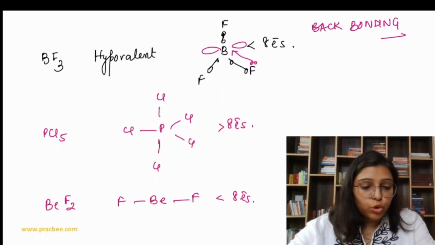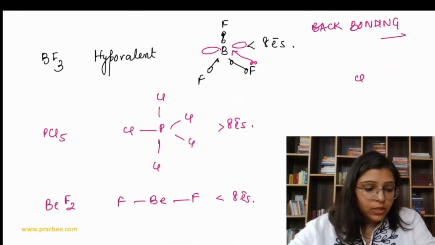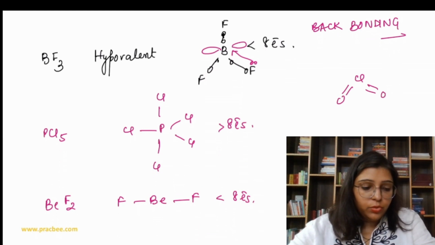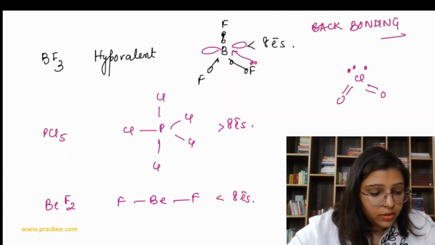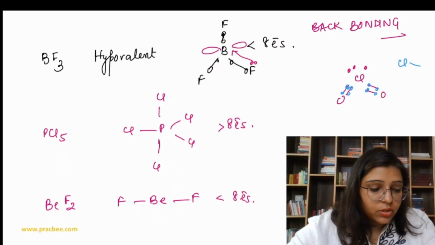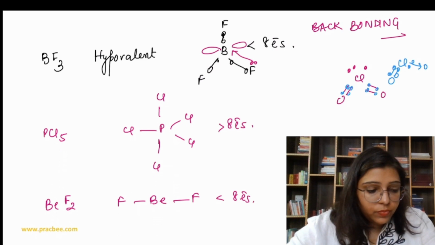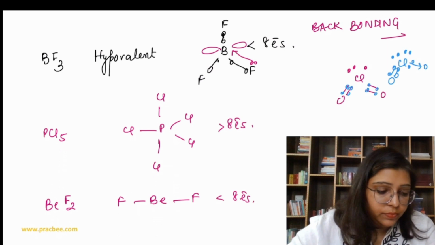Now we have ClO2, right? ClO2 means double bond to O, right? Double bond to O. And now we have lone pairs 1, 2, 3, 4, 5, 6, 7. If I count the total electrons, 1, 2, 3, 4, 5, 6, 7, 8, 9, 10, 11. We can also write the structure like this: ClO2 with double bond to O. So 1, 2, 3, 4, 5, 6, 7, 8.